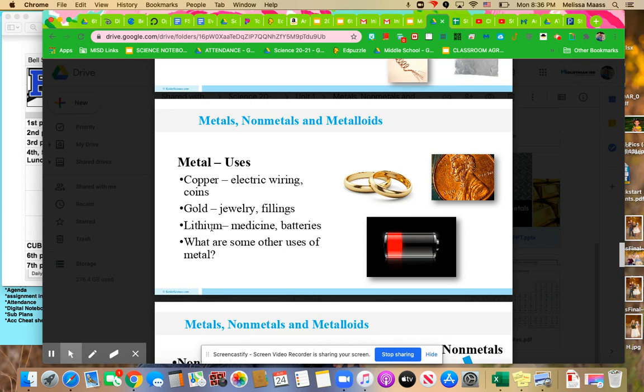Lithium: you may have seen commercials that say lithium batteries, and batteries are made from lithium, and it's in medicine. Yes, some medicines have metals in them, and not like it's going to hurt you; in small amounts, it's perfectly fine. But if you notice, these three elements are found on the periodic table, and they make some of the things we use in our daily life. Pretty interesting, huh?